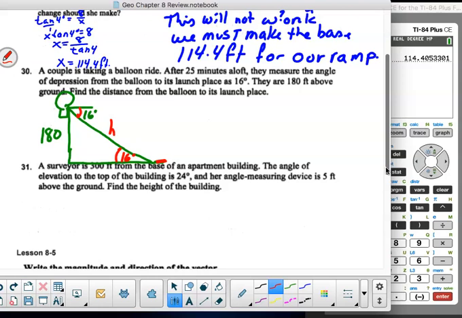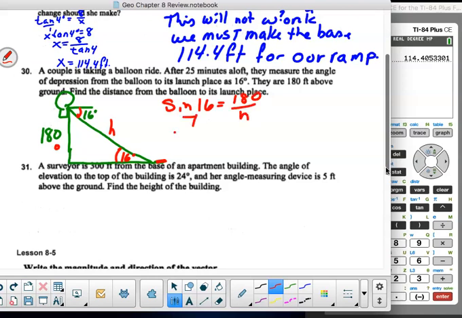They measure the angle of depression from the balloon to its launch place at 16 degrees. They are 180 feet above the ground. Find the distance from the balloon to its launching place, not from the spot below the balloon or how far down the road the balloon is. I've read it twice, and I'm pretty sure I want to find h. So I'm going to go opposite over hypotenuse, and remember SOHCAHTOA, that is sine. So sine of 16 is equal to 180 over h.